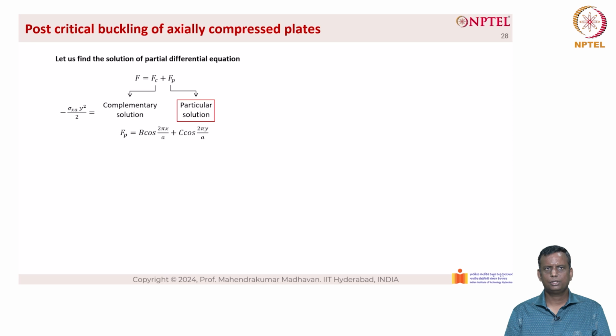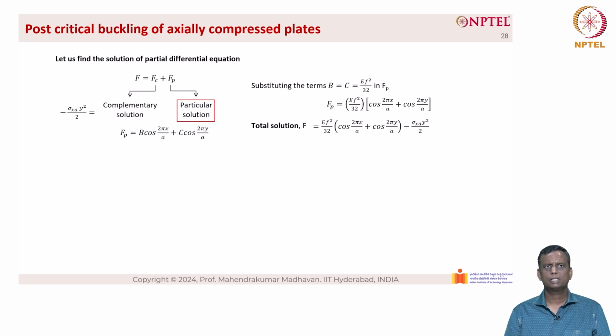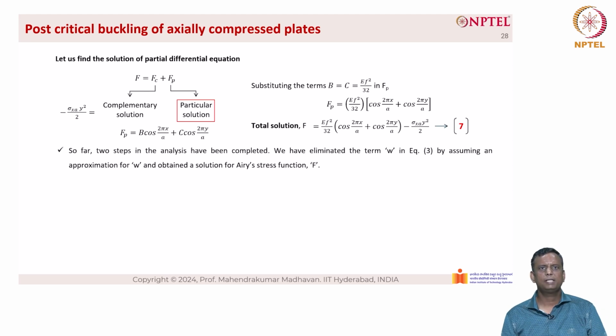Now that's the particular solution. Fp equal to b into cos(2πx/a) plus c into cos(2πy/a). Substituting b equal to c equal to E F²/32 in Fp, we have Fp equal to (E F²/32) into (cos(2πx/a) plus cos(2πy/a)). The total solution is the summation of the complementary solution plus the particular solution, which is F equal to E into F²/32 into (cos(2πx/a) plus cos(2πy/a)) minus σxa into y²/2. This becomes equation 7.